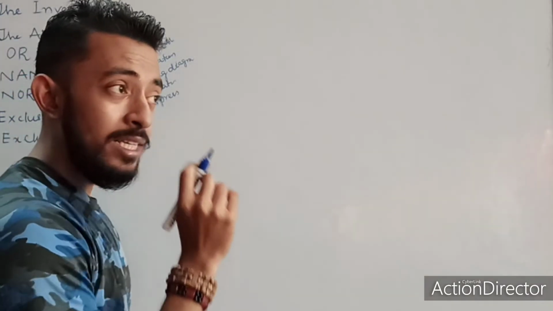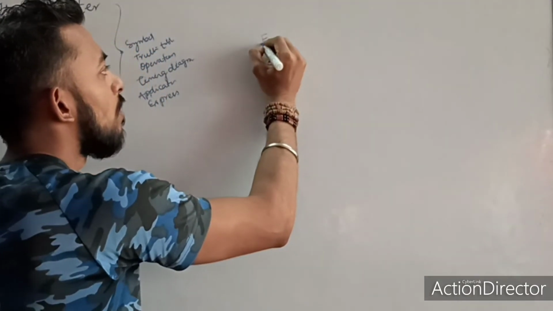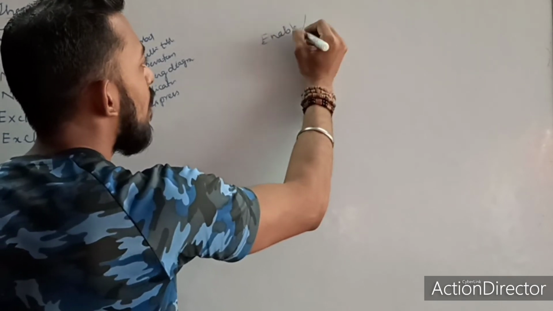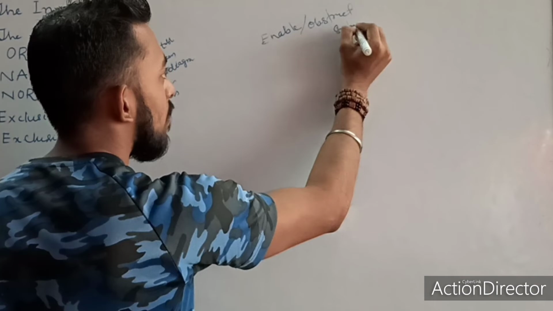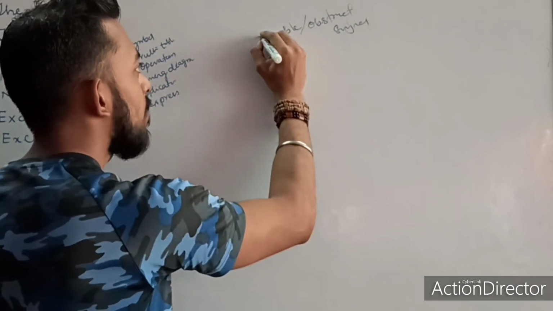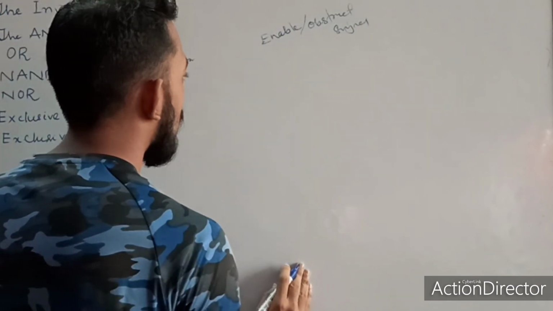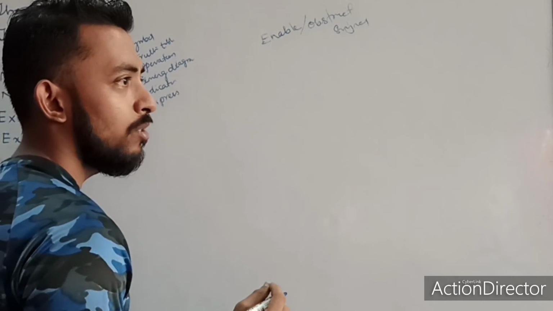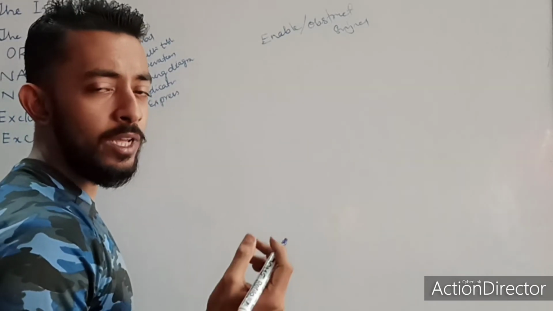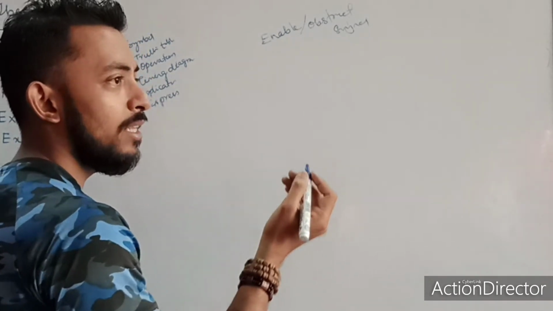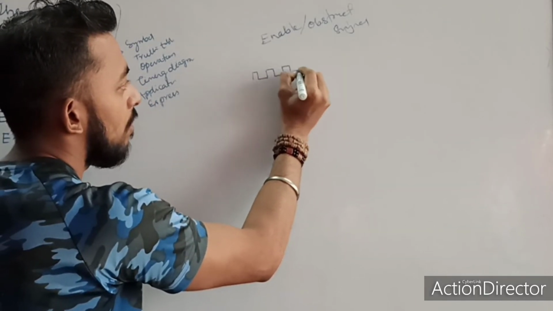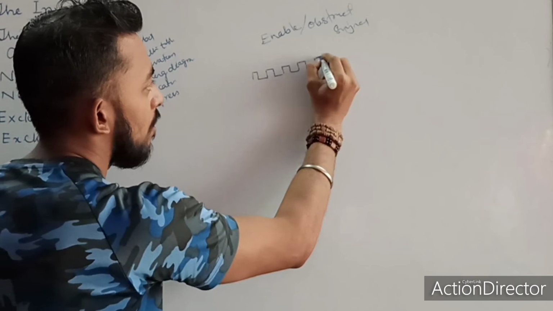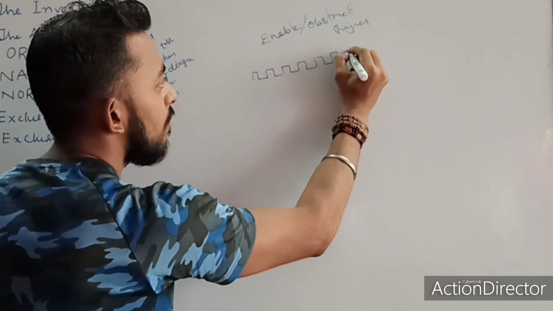This AND gate is used to enable or obstruct any signal. What does it mean when it says enable or obstruct? It means, suppose I want to count the frequency of a signal that is passing. This is the signal, a train of pulses.